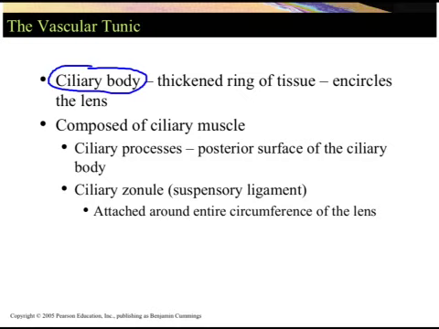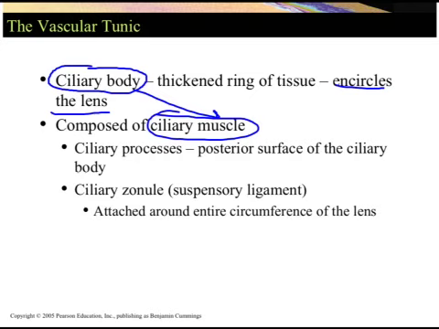And we're going to talk about the iris in a second. But ultimately, the ciliary body is a muscle. Okay? We'll call it the ciliary muscle. Right? And the ciliary muscle ultimately changes the shape of the lens. It encircles the lens. That's where you can find it. But it helps the lens change shape.